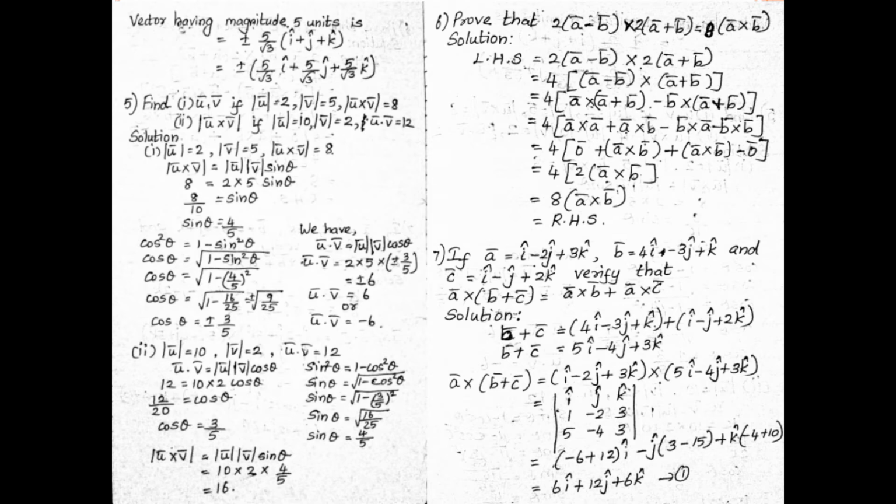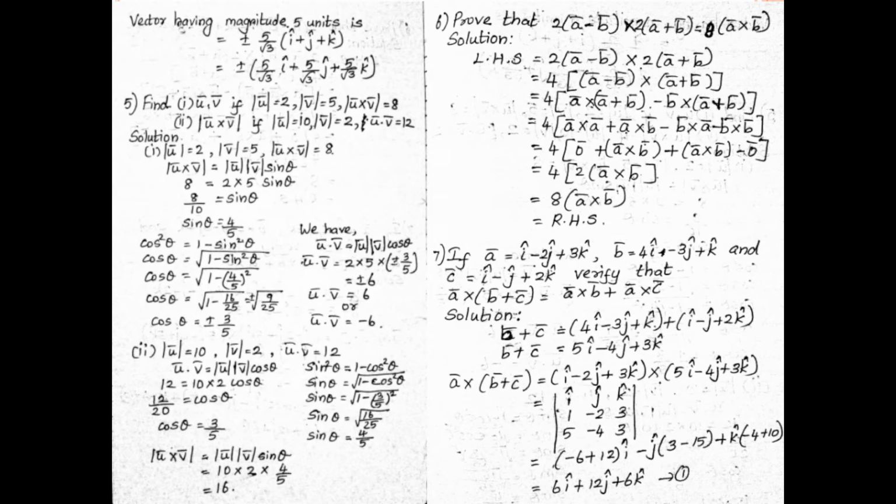Magnitude of u is equal to 2, magnitude of v is equal to 5, magnitude of u cross v is equal to 8. Then magnitude of u cross v is equal to, we have the formula, magnitude u into magnitude v into sine theta. Substitute the values, so we get 8 is equal to 2 into 5 into sine theta. Therefore 8 upon 10 is equal to sine theta. Sine theta is equal to 4 upon 5.